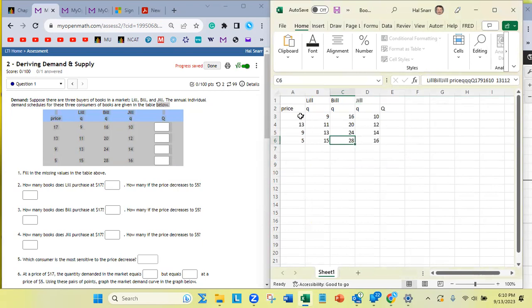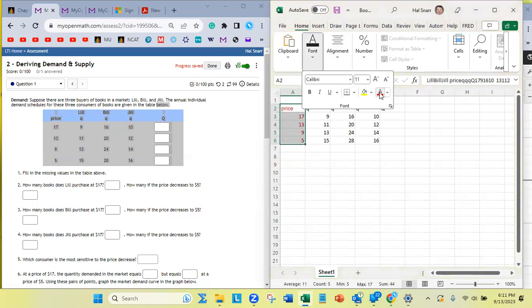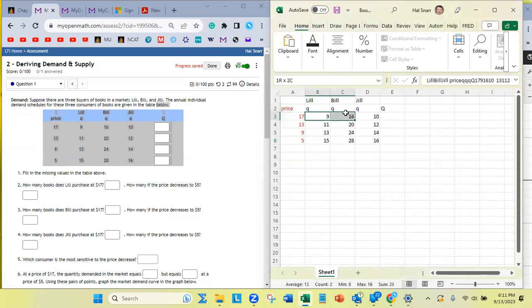Okay. Notice the numbers are on the right side of the cells, and the letters are all on the left side of the cell. That means Excel has copied these in as numbers, and it's copied these things in as strings of characters or just strings. Okay. Now in Excel, what we want to do here at the price of 17, I'll make that red. We want to add up these 3 quantities to get the market quantity, right?